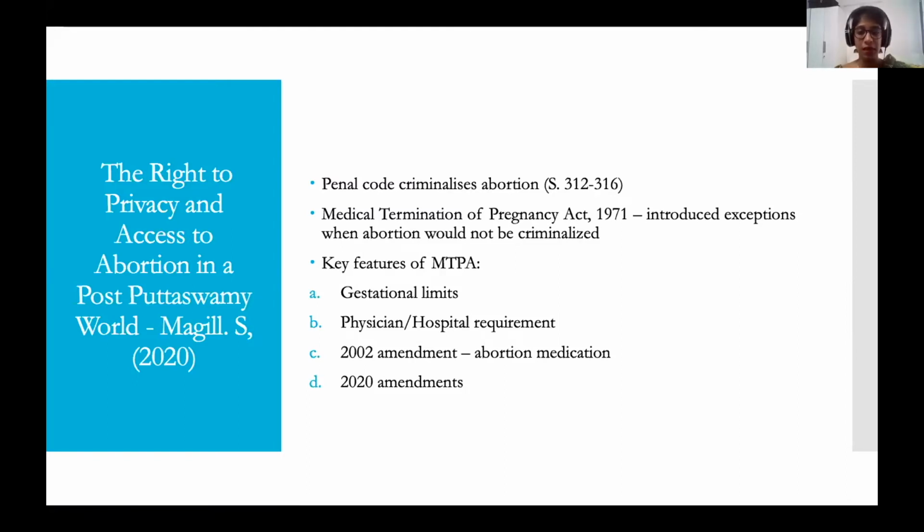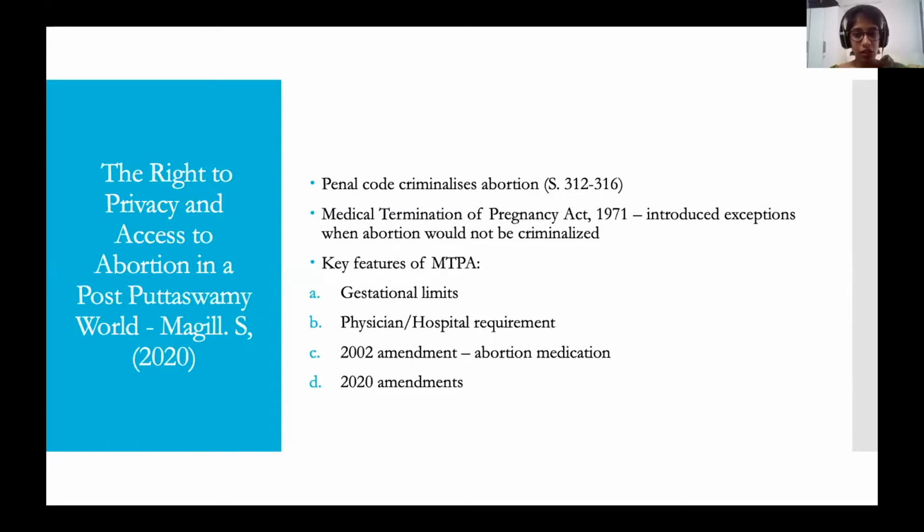The 2020 amendment to the MTP Act brings in a few provisions. I'll just highlight some of them. First, it increases the upper gestation limit from 20 to 24 weeks for special categories of abortion, including survivors of rape, victims of incest, and other vulnerable women. These include differently abled women, minors, and others. The opinion of one physician is needed for the termination of pregnancy up to 20 weeks of gestation. And you require the opinion of two providers for the termination of pregnancy from 20 to 24 weeks of gestation.